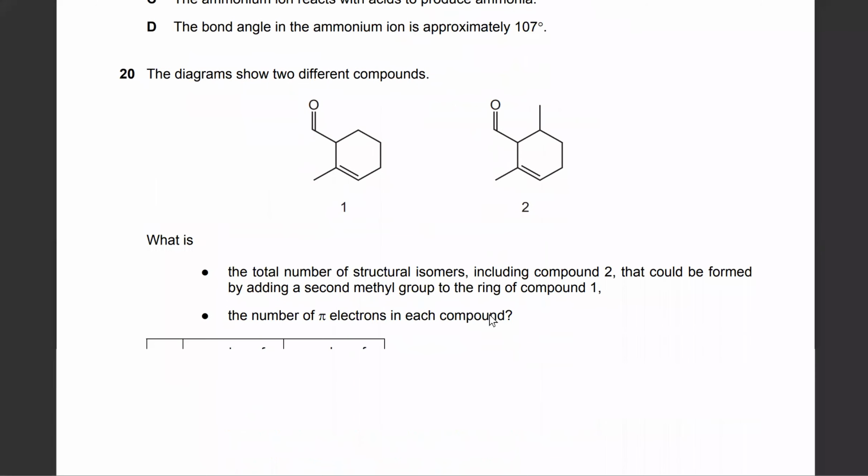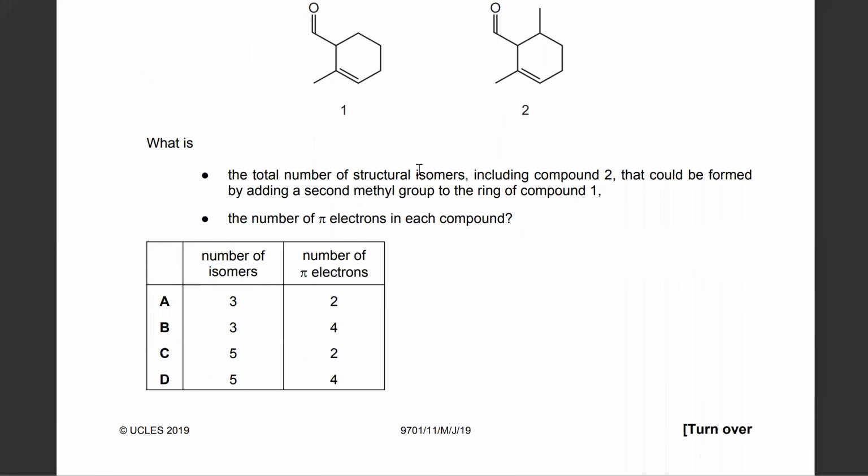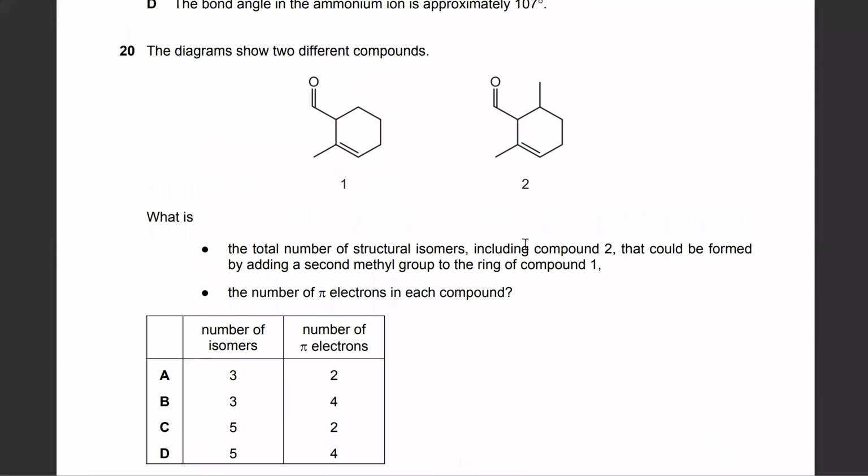The diagram shows two different compounds. What is the total number of structural isomers, including compound 2, including this one, that could be formed by adding a second methyl group to the ring of compound 1? You also have to count the number of pi electrons in each compound. So the question is kind of straightforward.